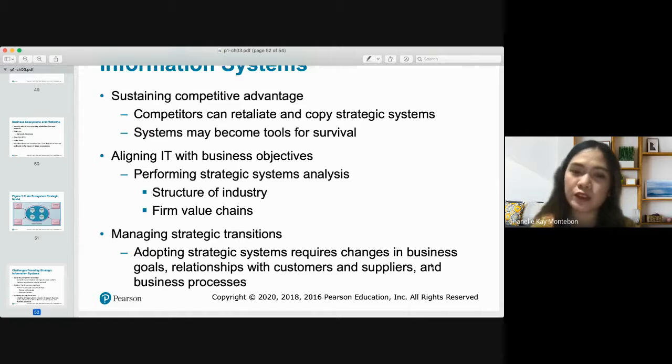Systems that used to be strategic become tools for survival. Lalo na kung ang isang company parang di na nag-upgrade or hindi na nag-improve ng kanyang information system kasi confident na siya, ay, may information system na ako. But then, technology is always changing. Di na siya nagbago ng kanyang ginagamit na information system. But technology for the new market entrants is newer and better. So, matatalo pa rin siya and may possibly go out of business.